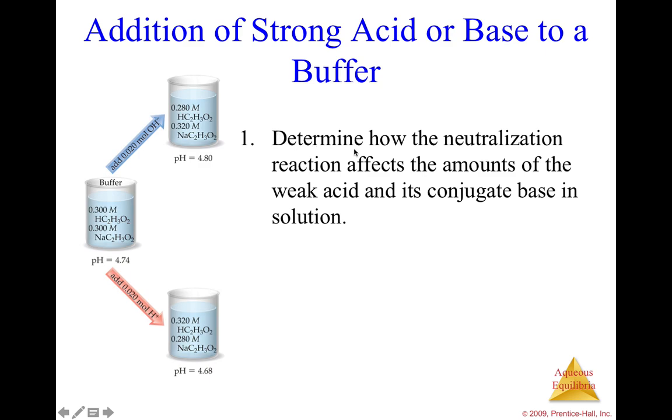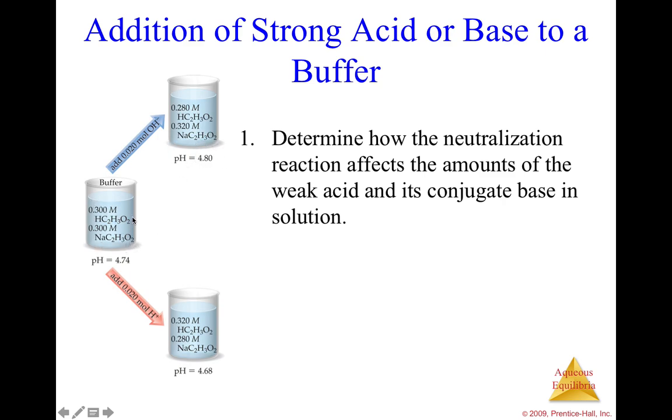Number one, determine how the neutralization reaction affects the amount of the weak acid and its conjugate base in the solution. So what does that mean? That means you have your buffer, you're adding hydroxide. After adding the hydroxide, what do you end up with? Remember, hydroxide is a strong base. It'll react with the weak acid. So we use up the acid, we have less of the weak acid, and we have more of the conjugate base. My initial pH of this acetic acid sodium acetate buffer solution is 4.74. When I add hydroxide, the pH goes up to 4.80.